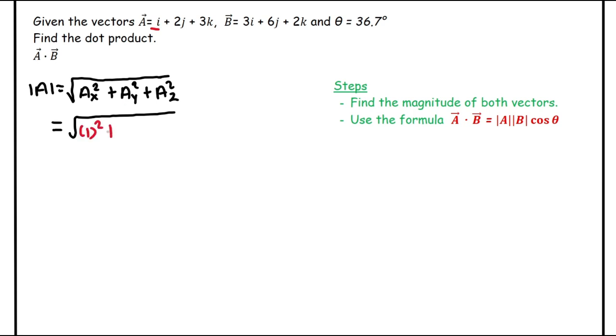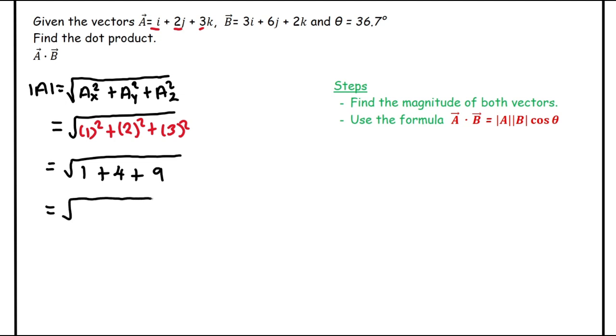So that's 1 squared plus the y component of vector A, the coefficient of j, which is 2. So that's 2 squared plus the z component is 3. So that's 3 squared. This becomes the square root of 1 squared is 1, 2 squared is 4, 3 squared is 9. We add everything together, this gives us 14. Now we can leave it like this. The magnitude of A is equal to the square root of 14.